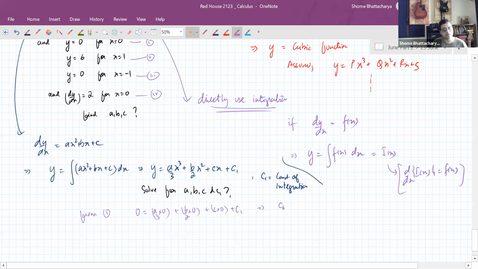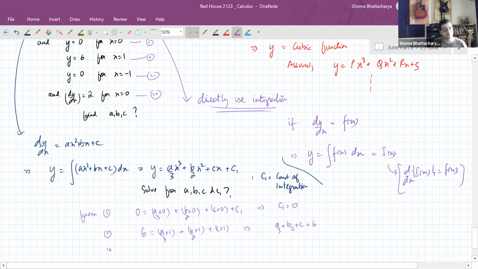This will tell us that c1 is equal to 0. Then, second term, when we substitute, 6 will be equal to a by 3 plus b by 2 plus c. C1 we already know is 0 from above. So we have this equation: a by 3 plus b by 2 plus c is equal to 6.